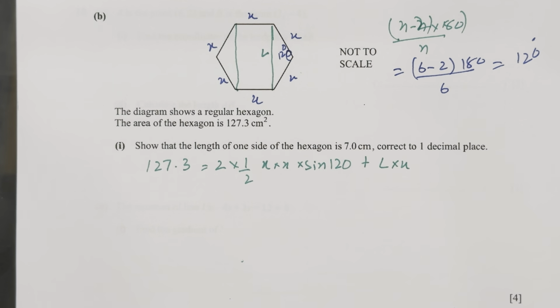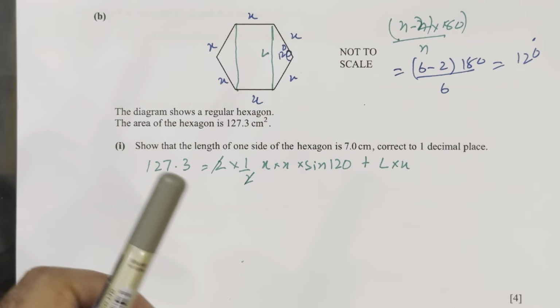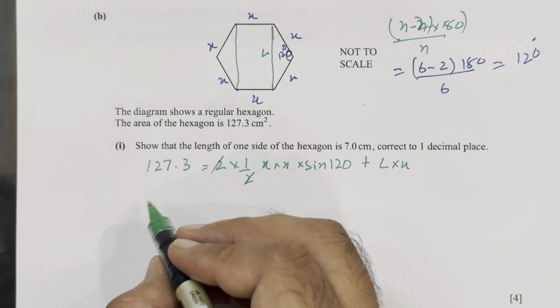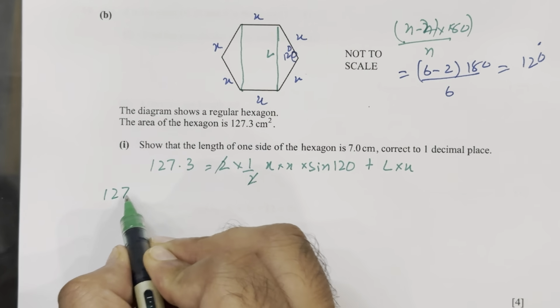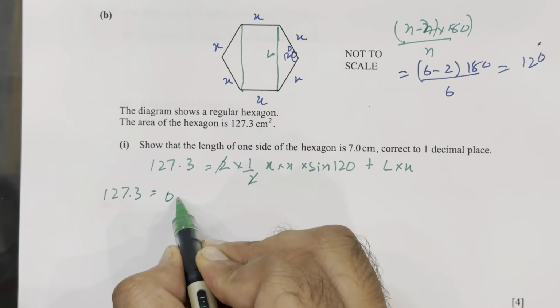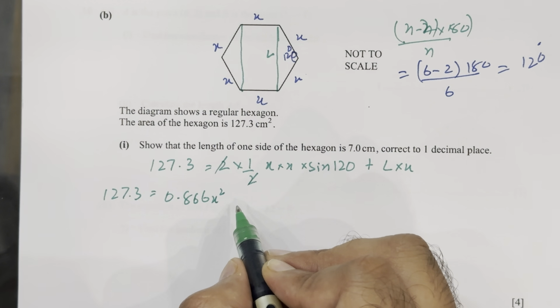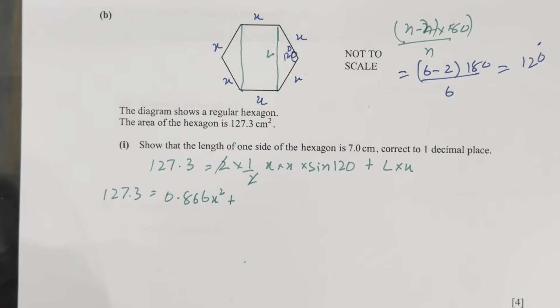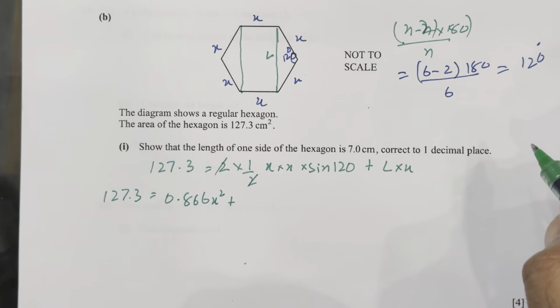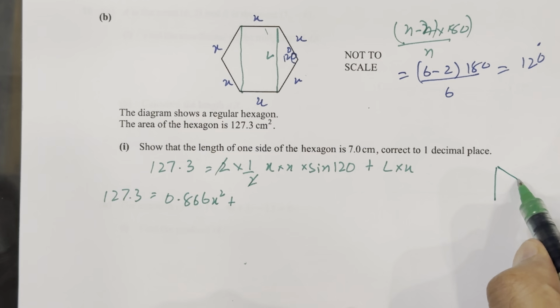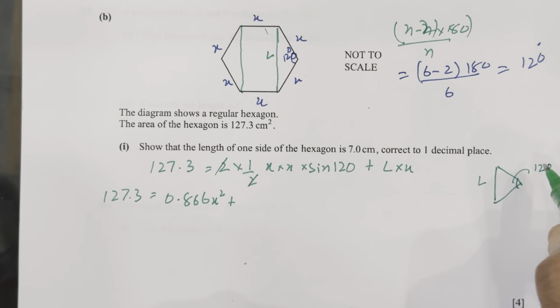So now we need to find the value of L first, or you can cancel as much as you can. So it would be like that, 127.3 is equal to 0.866 x square. And now you need to calculate the value of L. If we draw this triangle over here, and I would say L, this is 120 degrees.